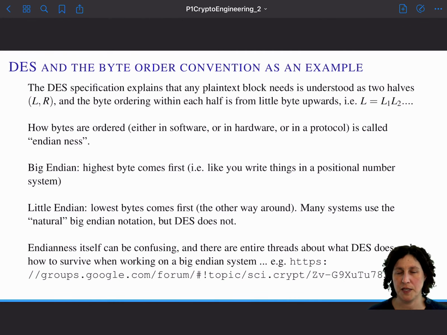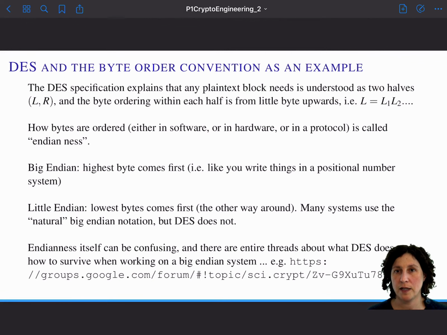And in the case of DES, you need to split things up into a left and a right half, and then you need to deal with the bytes sometimes. Now the question is, how do you label things? Do you label things from left to right? The big endian notation, how you label things from left to right, is also called endianness. Big endian means that you write the highest byte first when you write it down.